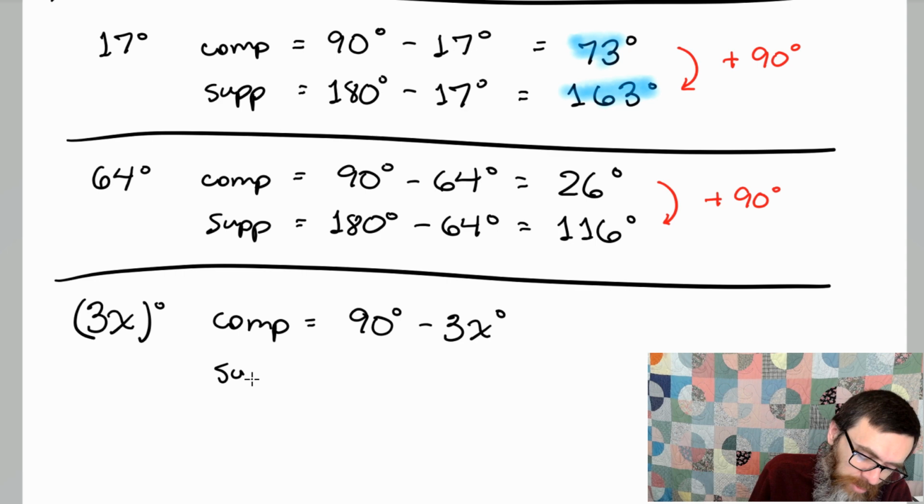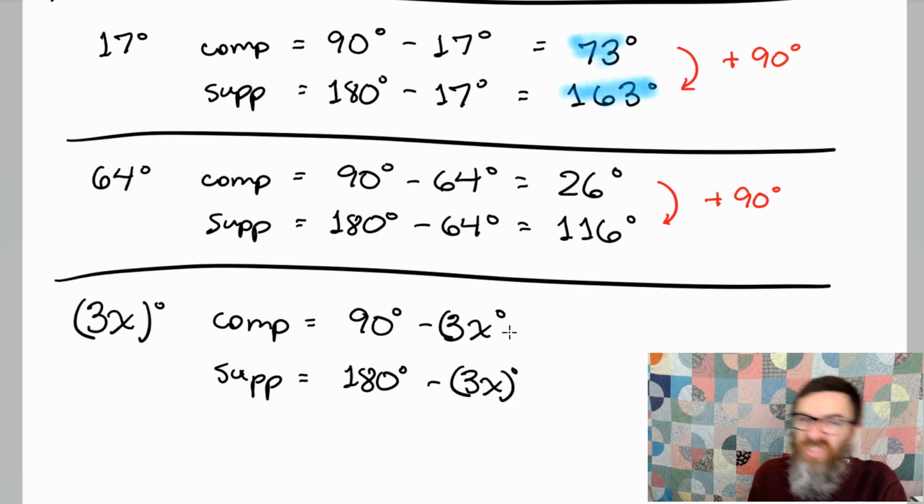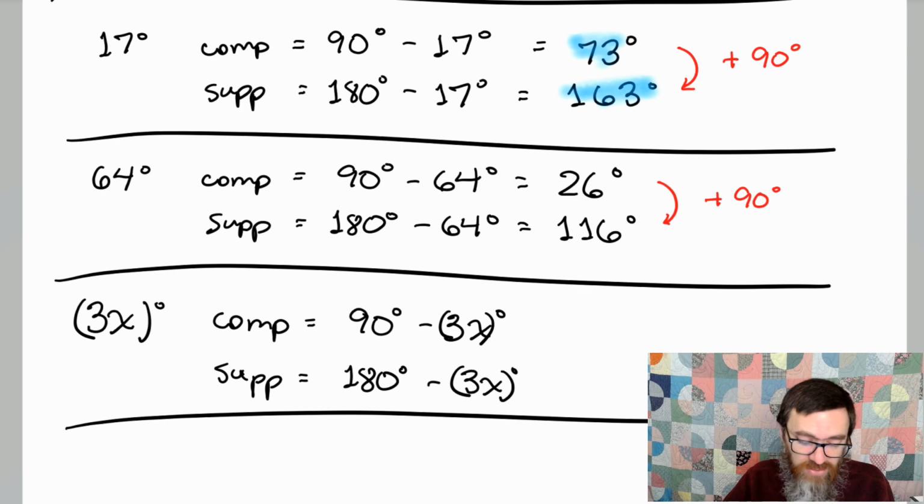Likewise, when I do the supplement, I would do 180 degrees minus 3x. You put that in parentheses. Without parentheses, it means something a little bit different. So for some of these examples, all you can do is work with the variable expressions. All you can do is manipulate it, but there's nothing to solve for. There's nothing else extra for us to do.